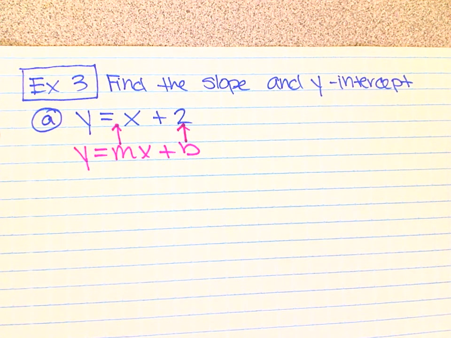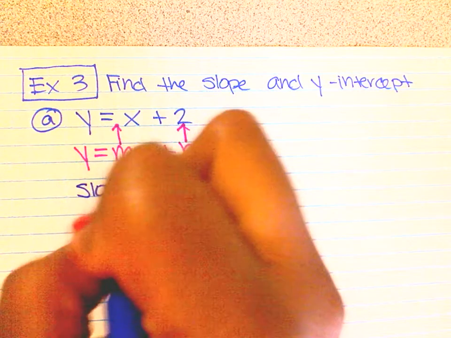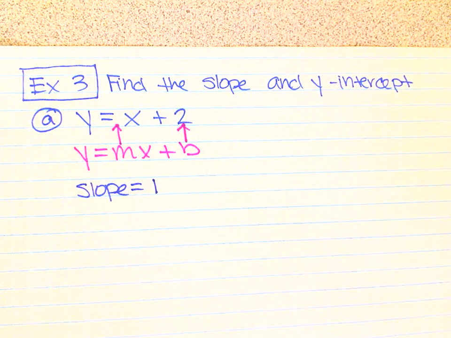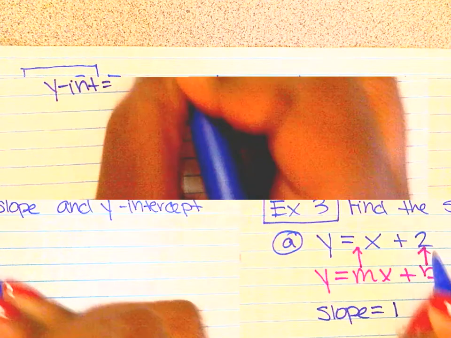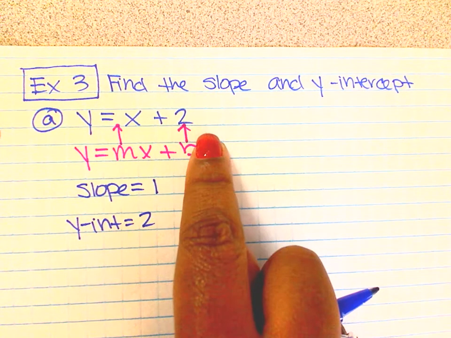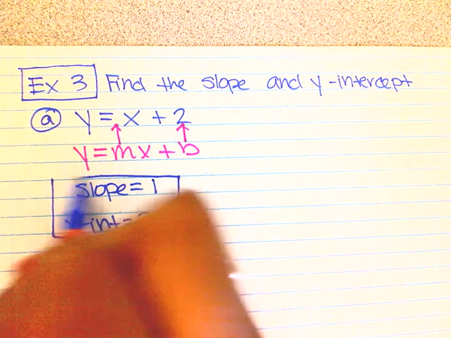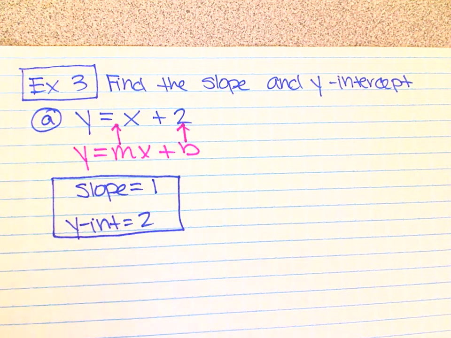There's no number in front of x. So what can the slope be? The slope is 1. Remember that invisible 1 that's in front of the variable? Okay, so my slope is 1, and my y-intercept is 2. That number right there. That's it. So our slope equals 1, because of that invisible 1 in front of the x. Y-intercept is 2. So make yourself a note.